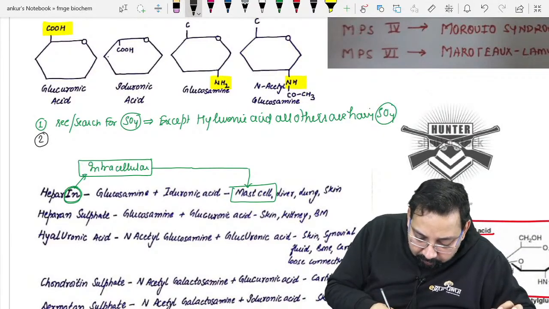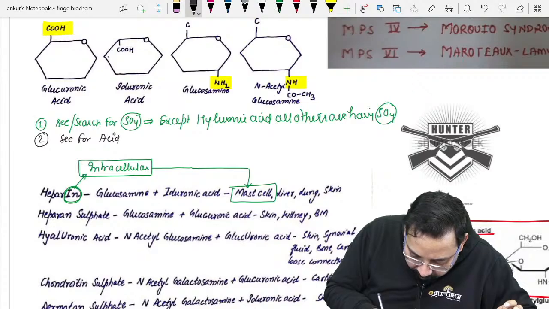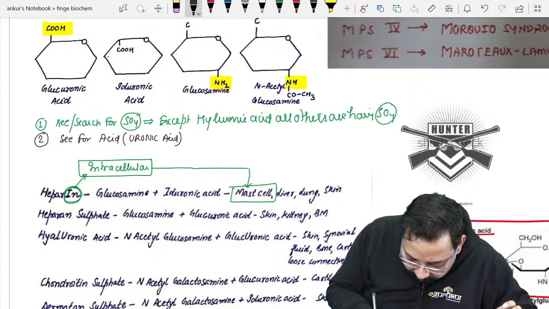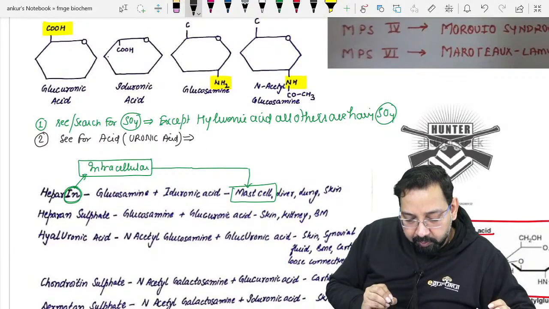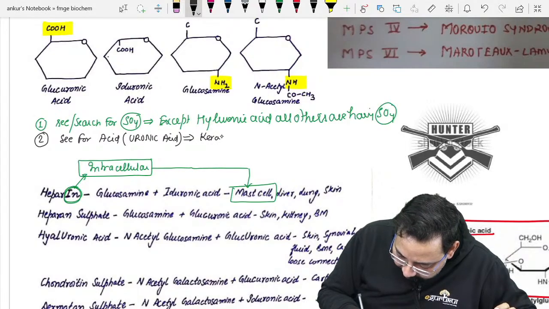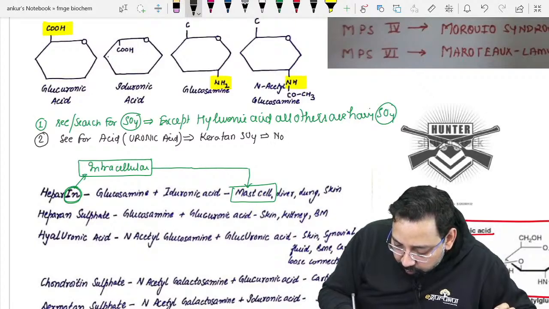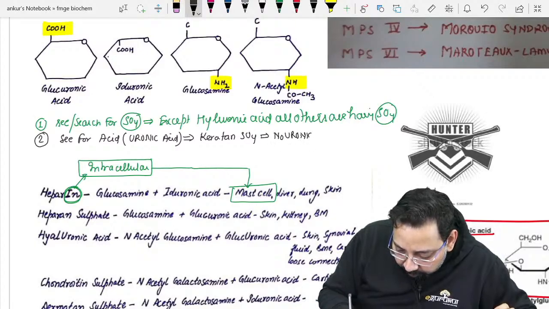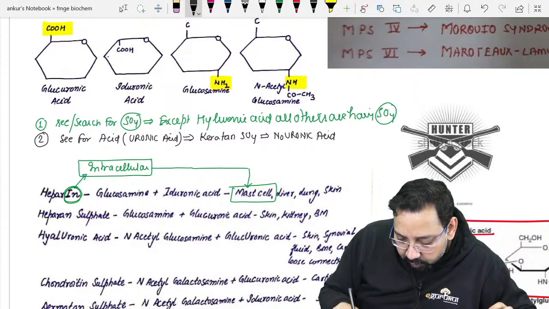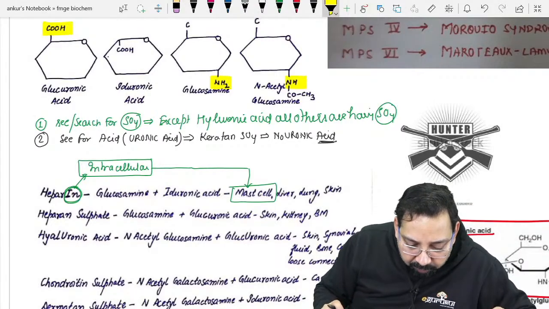Second rule: search for acid, or uronic acid. Just to make a mnemonic: keratan sulfate has no uronic acid. No acid in fact. I made this mnemonic. Every time, try to make some mnemonic.